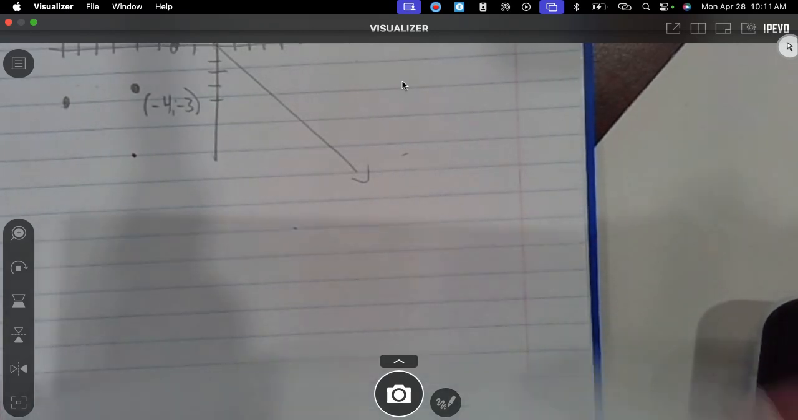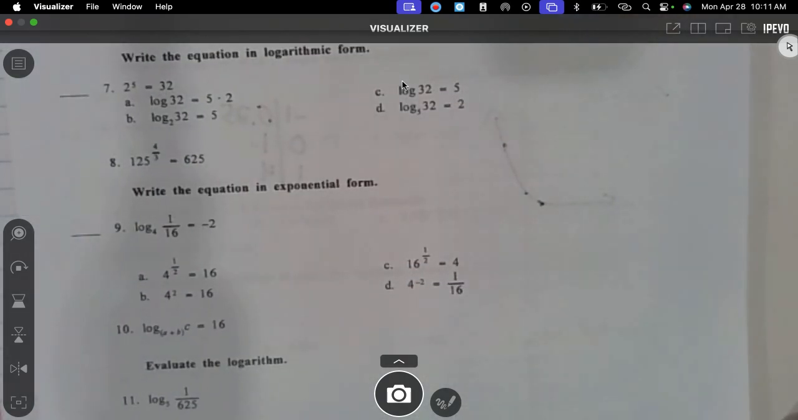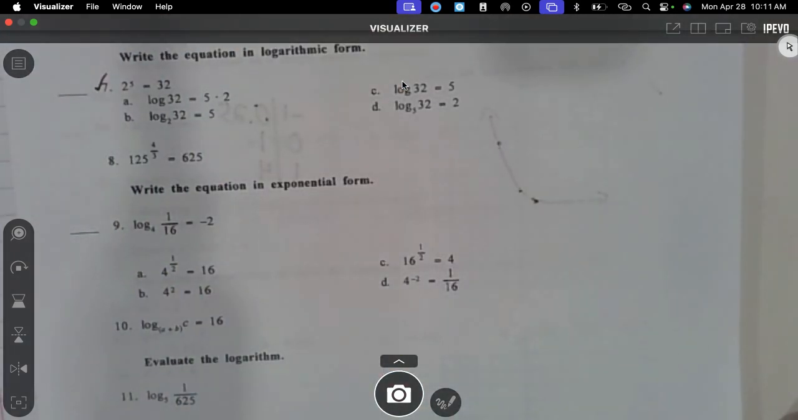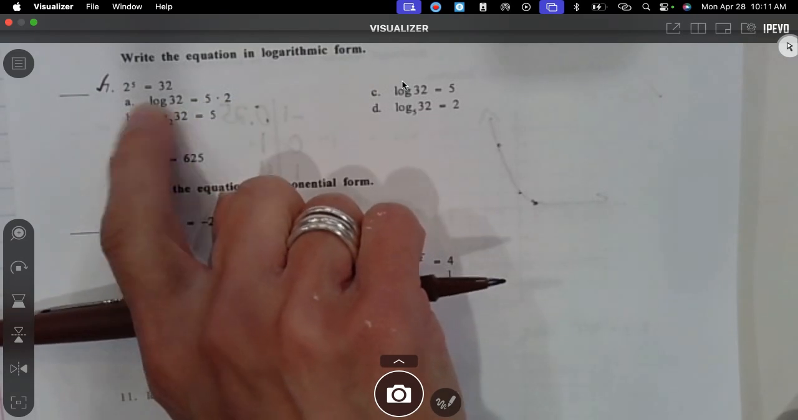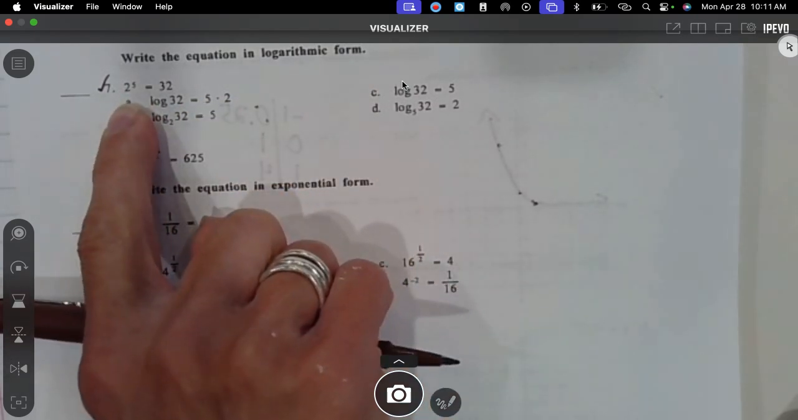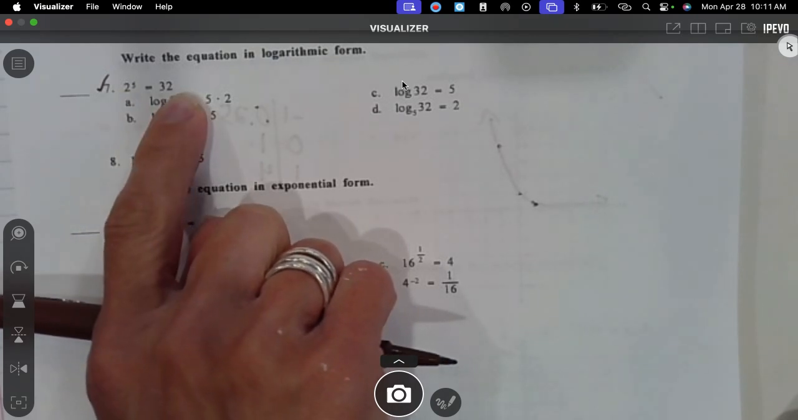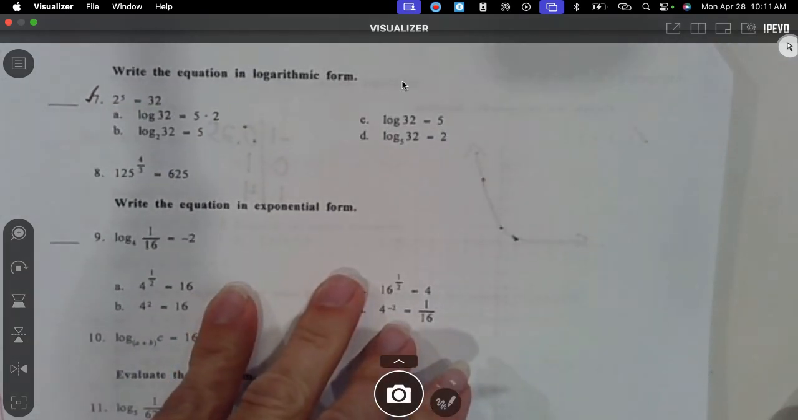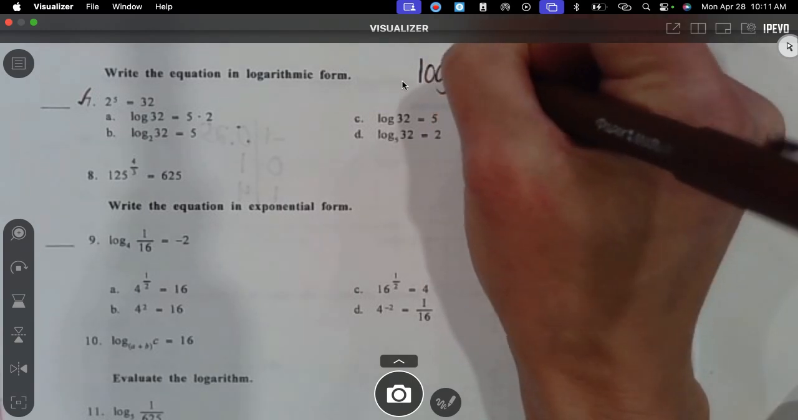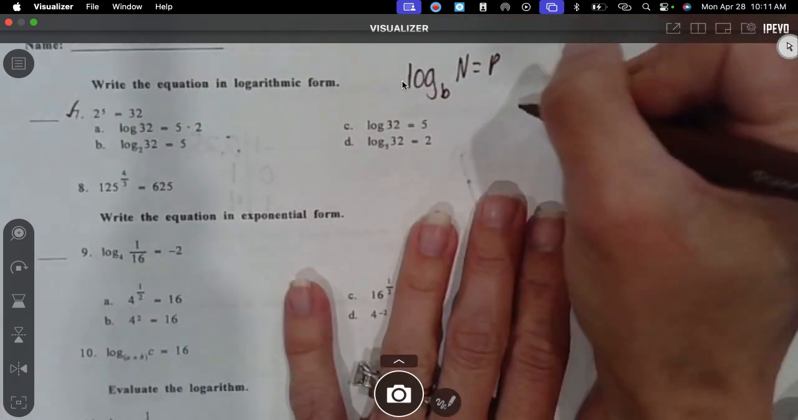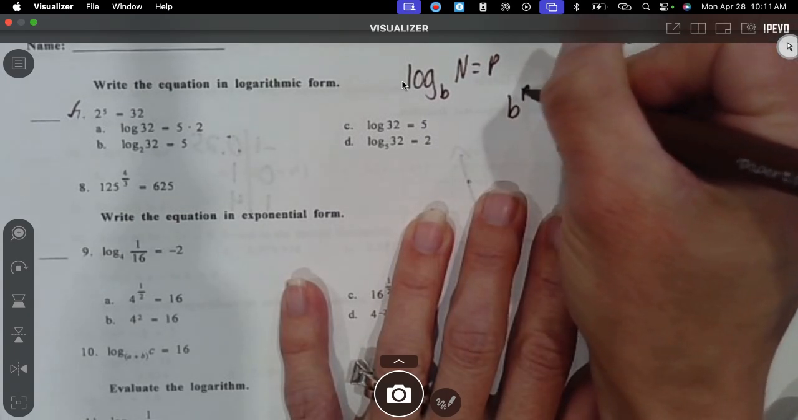Keep moving. And our next one on there is like number 7. So number 7, we don't solve anything. It's log base. What's my base here? Log base 2, because that's my base number, of 32 equals 5. What is the formula though? It's log base b of the number equals the power. The base, thank you, to the power equals the number.